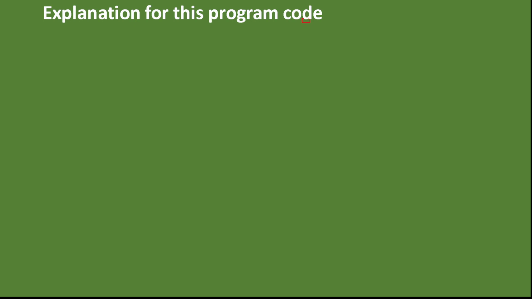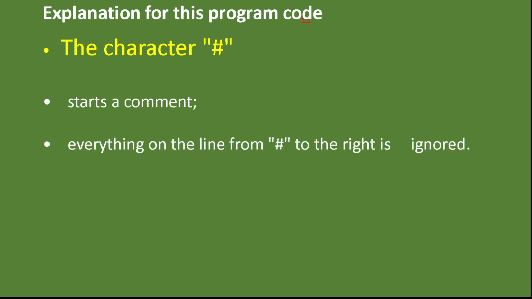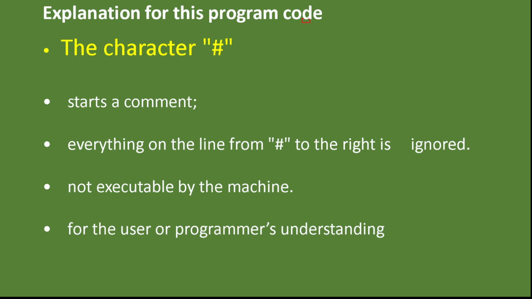Now we'll have the explanation for this program code so that you can understand it very easily. So this character hash with which the program is being written, this is the start of a comment. Everything on the line from hash to the right is ignored. That means it is not executable by the machine. It is for the programmer's understanding as well as for documentation purposes.